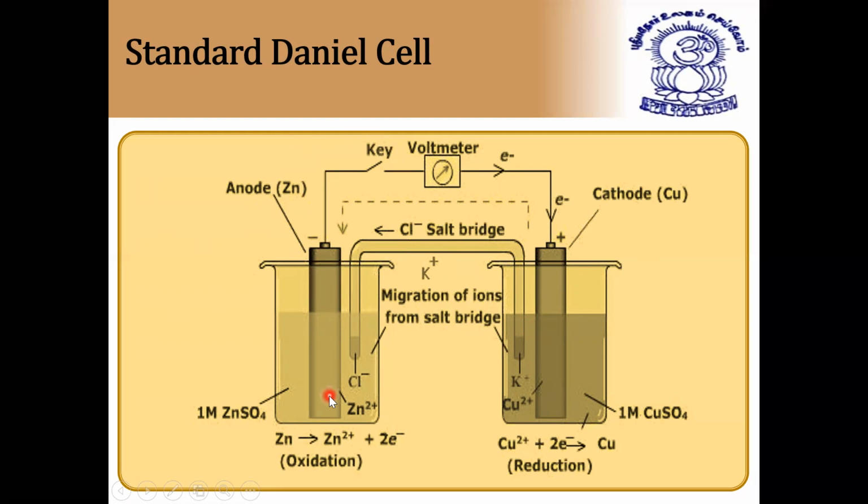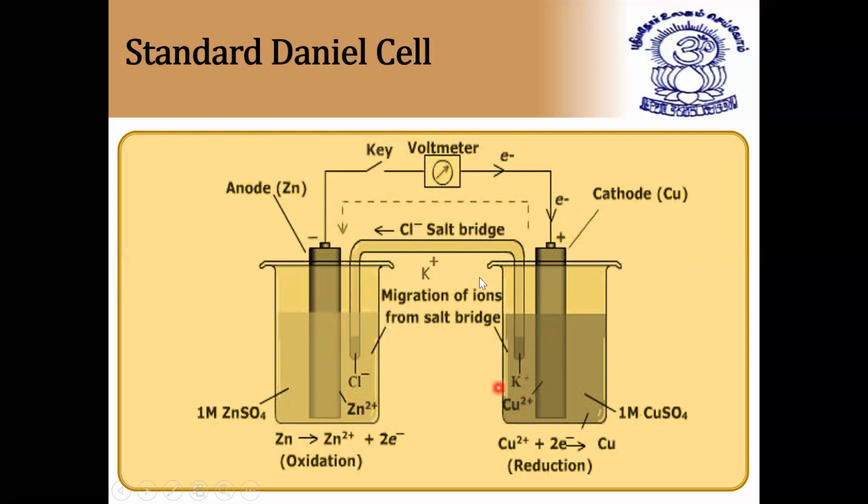So what happens first? Zinc changes to zinc ions. And what is the use of this salt bridge? A salt bridge is a device which is nothing but a charge carrier. Means, for example, here copper ions are carried to the zinc rod by means of the salt bridge.